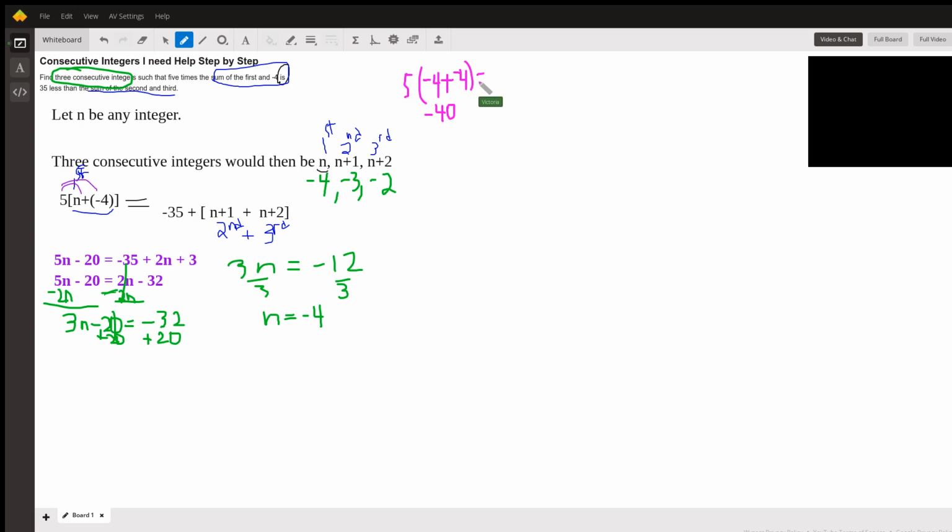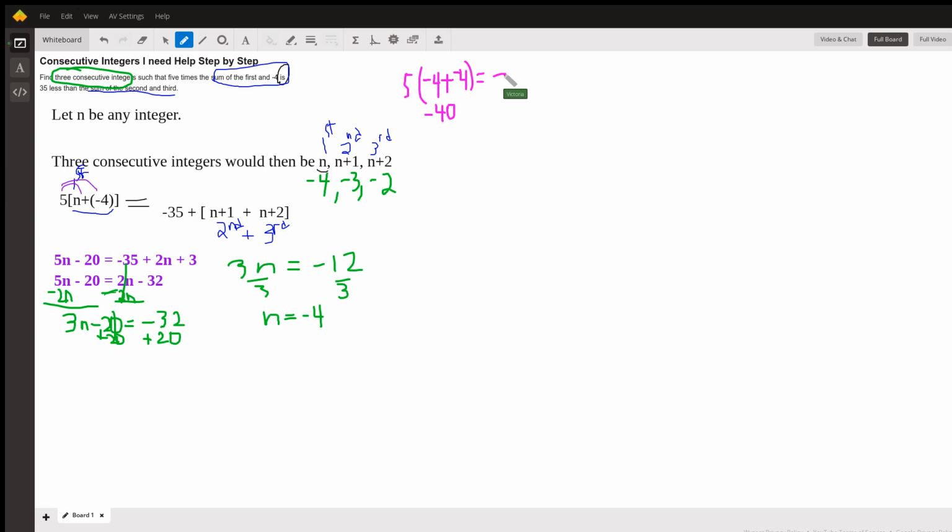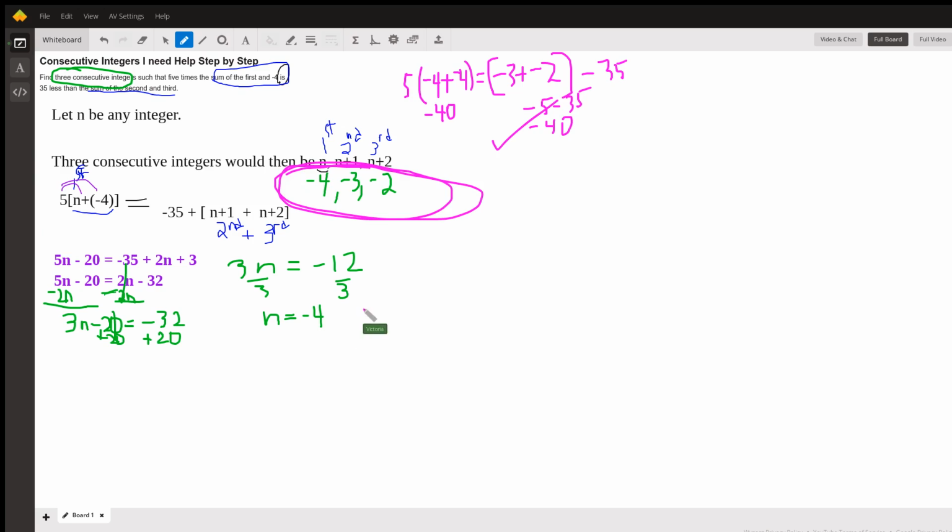And that's supposed to equal the sum of the second and the third. So that would be -3, here's the second, here's the third, plus -2. That's my sum. And we're supposed to do 35 less than that. So over on this side, we have -5 minus 35, and that equals -40. So it looks like our answers check, and these are my 3 consecutive integers.